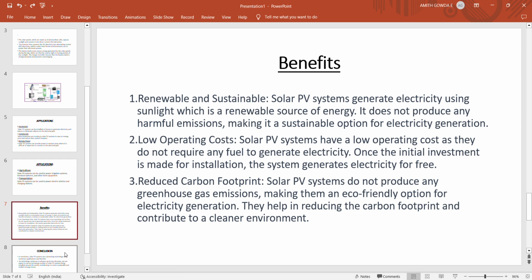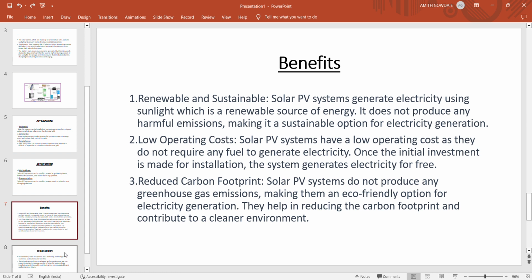And then low operation costs. Solar PV systems have a low operation cost as they do not require any fuel to generate electricity. So once the initial investment is made for the installation, later not much money is required for the usage of solar photovoltaic systems.